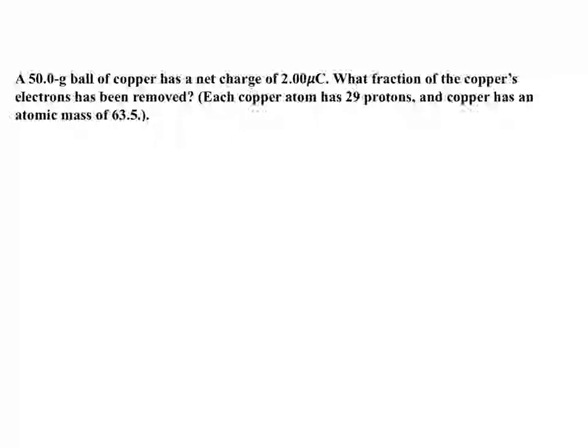So these are a lot of repeat offenders, just different ways to look at the charges. And after these next few, we start to get into some force calculations. So bear with me. Just trying to pull together understanding these atomic structures based on your chemistry knowledge and whatnot. So a 50-gram ball of copper, net charge of 2 microcoulombs. What fraction of the copper's electrons have been removed? Each copper atom has 29 protons, and the copper has an atomic mass of 63.5, like we've seen before.